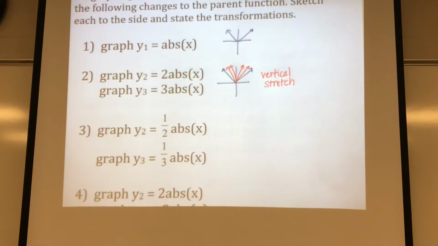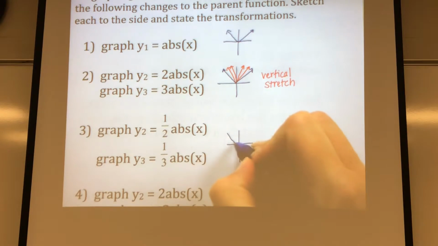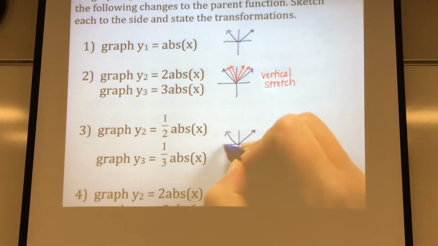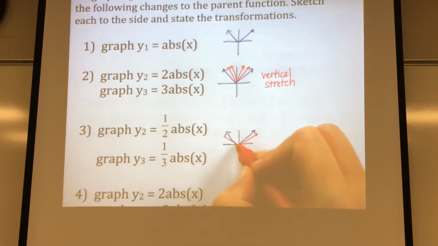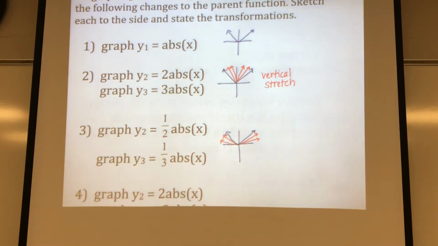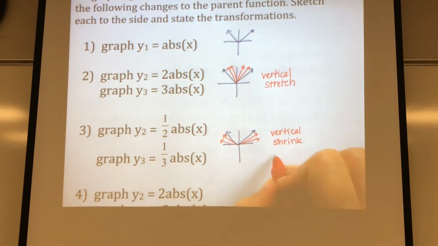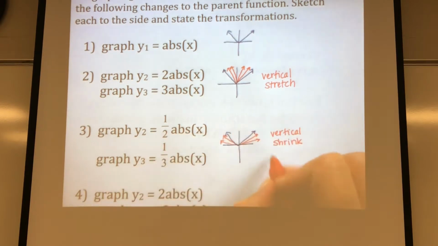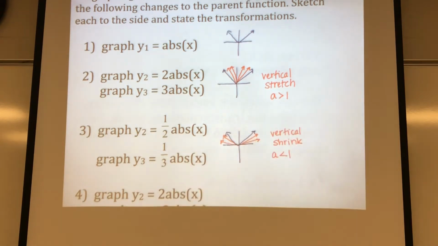All right, then the next one, hopefully you left your parent function in Y1, because it needs to be in there for all of these to be able to compare. So our blue one here is the parent function. And then the next two, with coefficients less than 1, got wider. We call that a vertical shrink. Okay, so that's what happens when your A value, that's the value that is out here, is less than 1. Whereas vertical stretch happens when A is greater than 1.